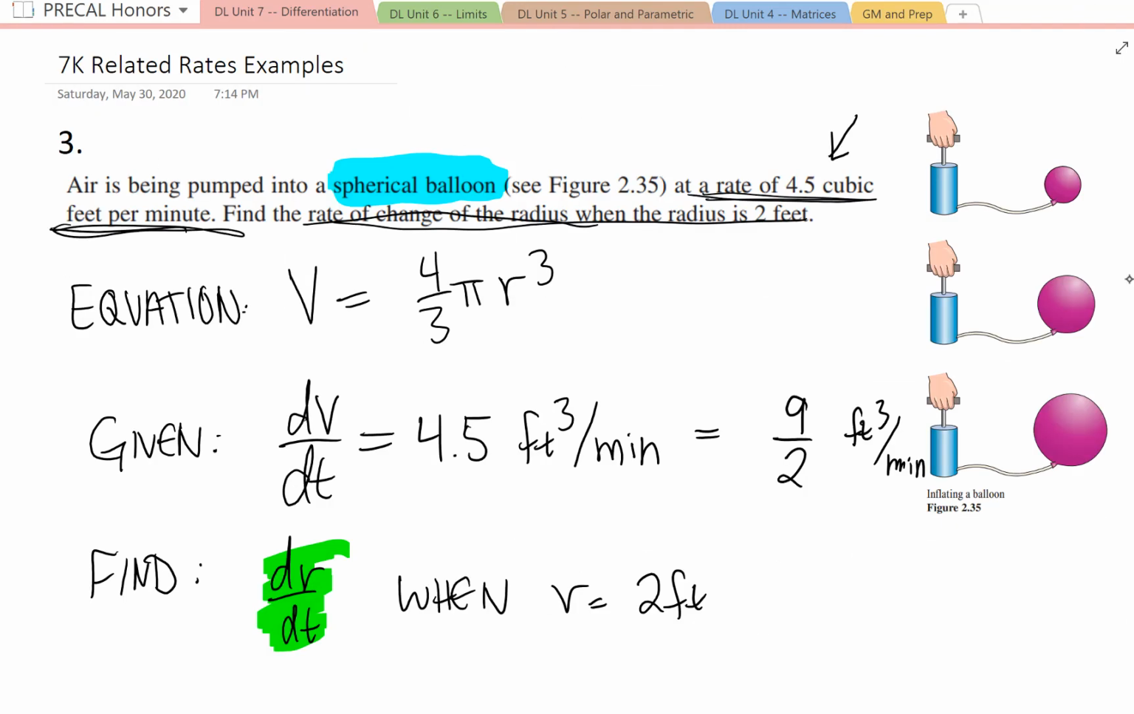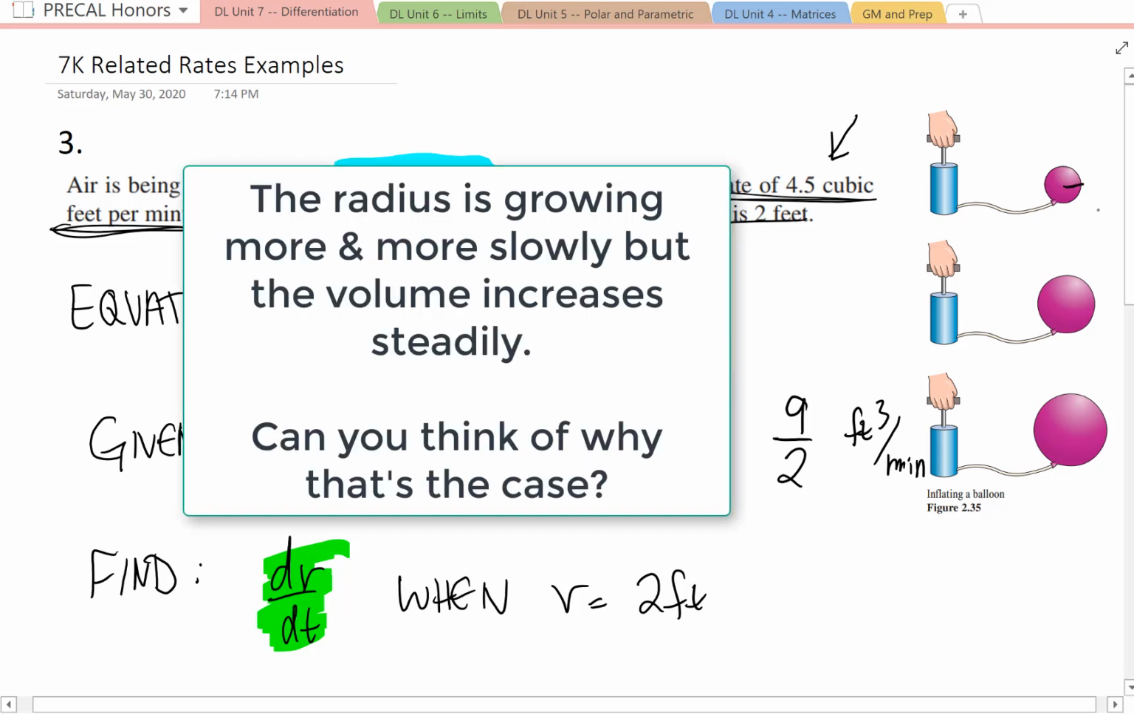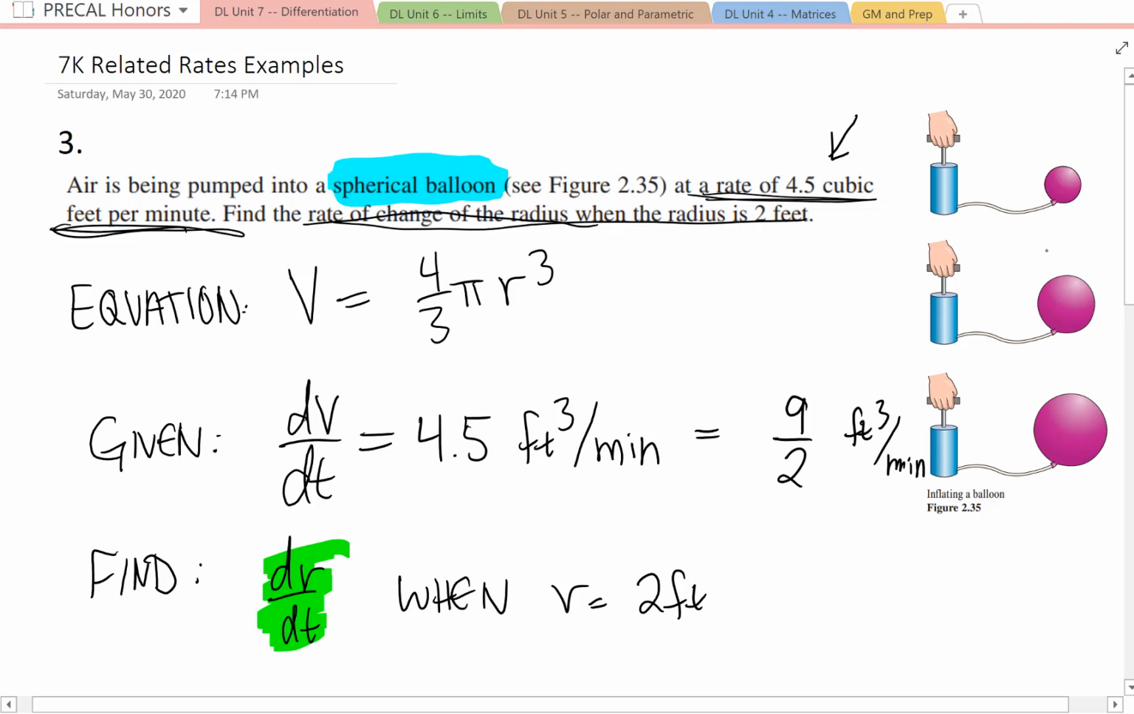Notice that the volume is increasing at a constant rate, but the radius is increasing at a variable rate, okay? Meaning the radius is growing more and more slowly as time increases. Just because two rates are related does not mean they are proportional.